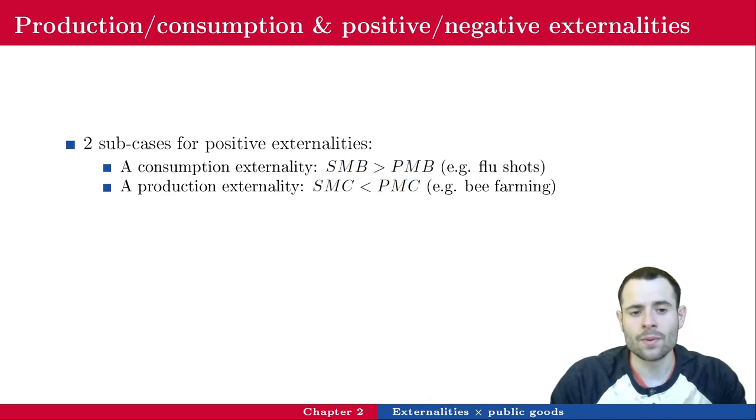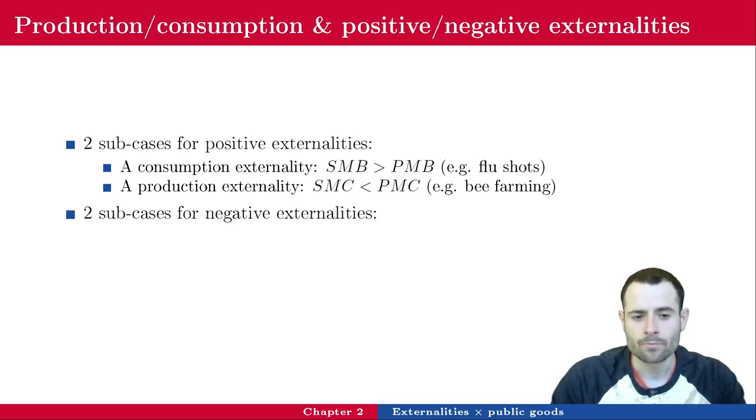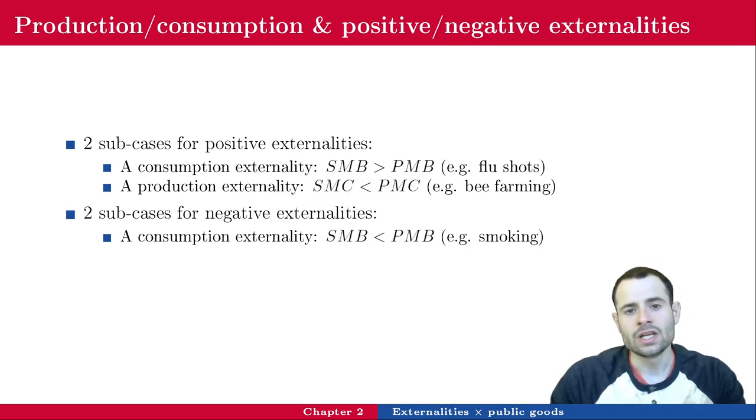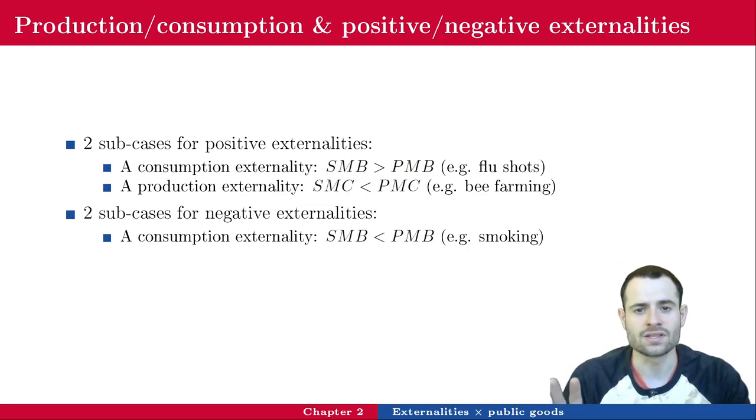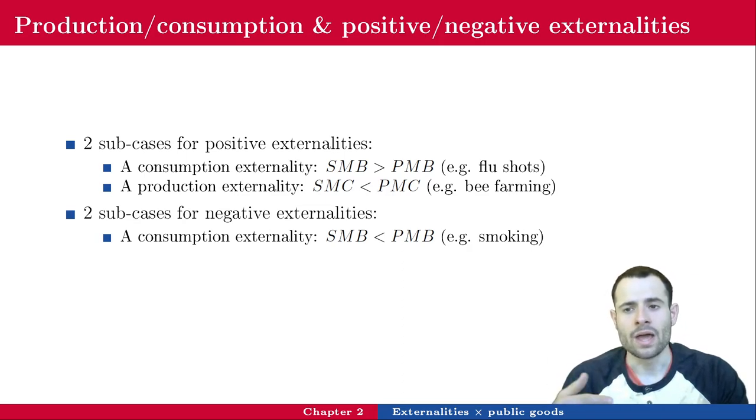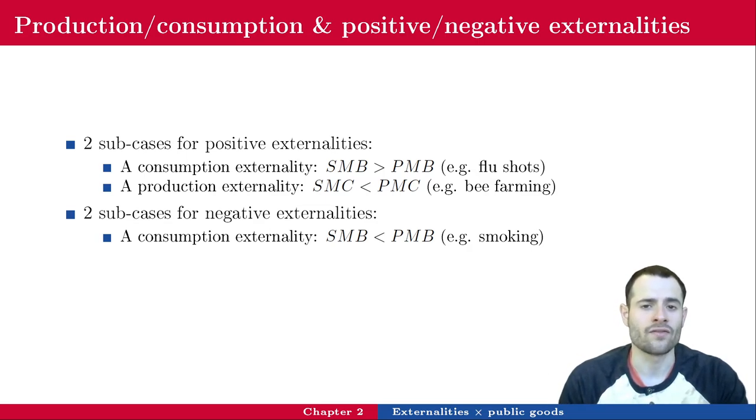We will also have two subcases for negative externalities. If it's a consumption externality, it means that socially speaking, there is a lower benefit than the private marginal benefit. If you smoke a cigarette and get a utility of 5, your private marginal benefit is equal to 5, whatever 5 means. If you take into account the fact that somebody next to you is suffering from passive smoking, and maybe his or her utility will decrease by 1, minus 1, then the social marginal benefit will be 5 minus 1, which is 4. And 4 is lower than 5.